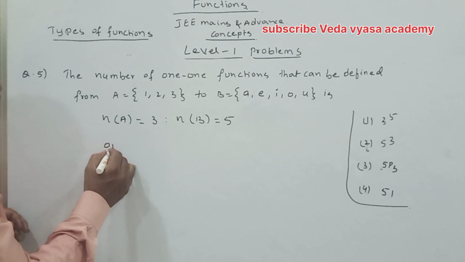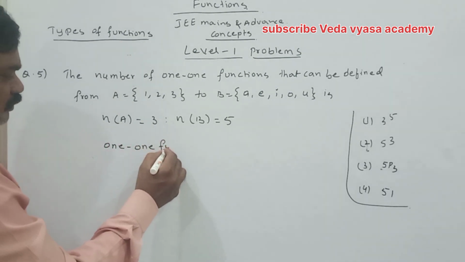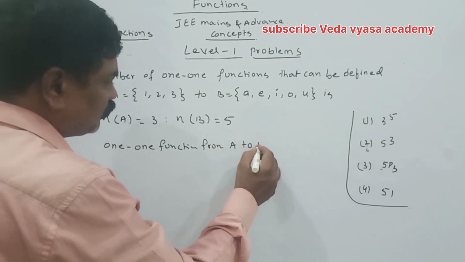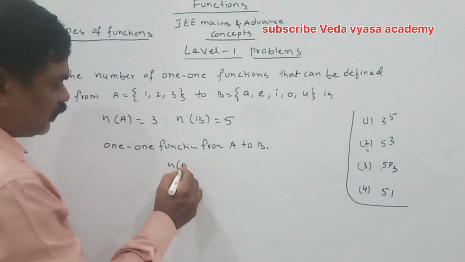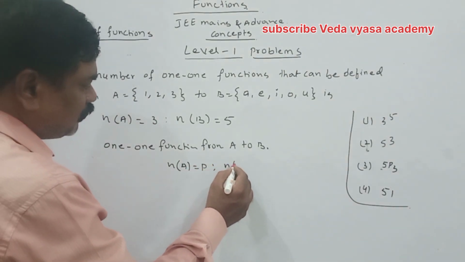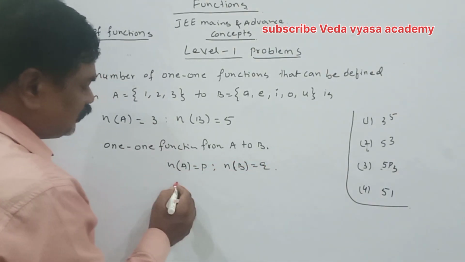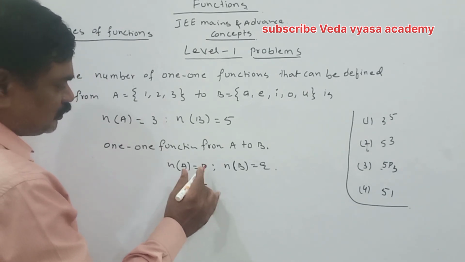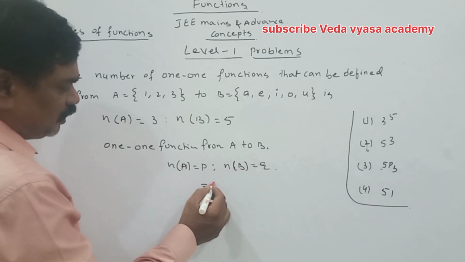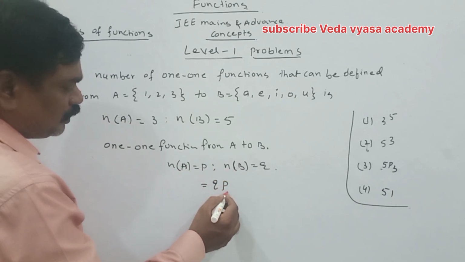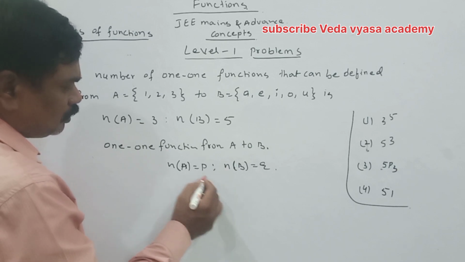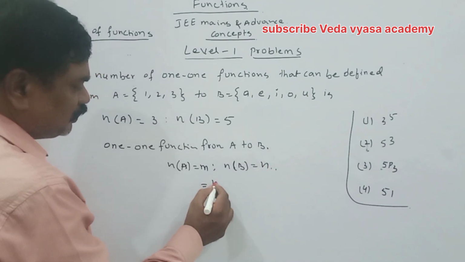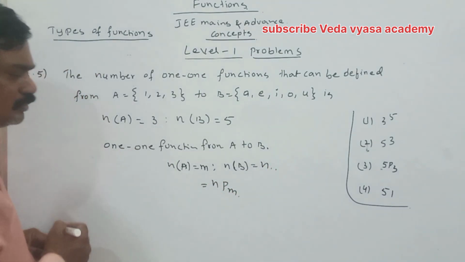Now one-one functions from A to B. So that is, number of A is equal to P, number of B is equal to Q. Then the number of one-one functions are Q P, this is M, you take this is N. So N P M. So this one.